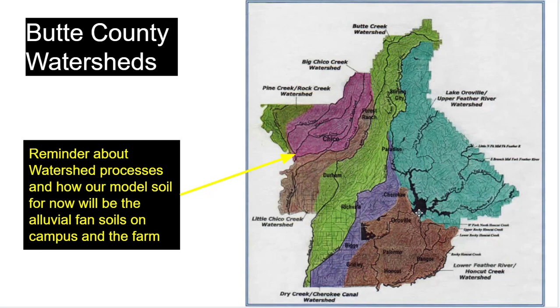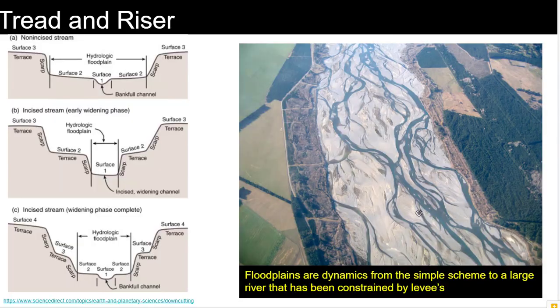But we'll be talking about watersheds, right? And what happens in a watershed? You have alluvium, you have erosion in certain parts, deposition in others, and soils across a watershed vary depending on a variety of different factors.